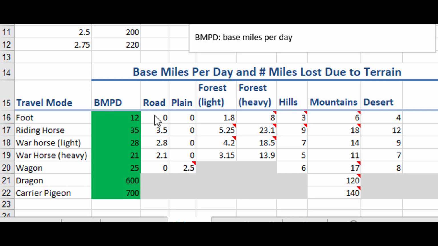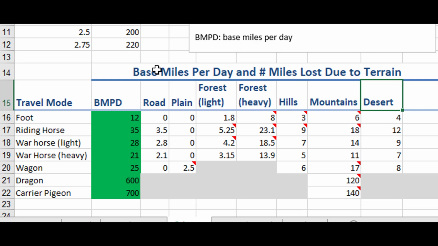So let's take a look at the next set of columns, starting here with road. We've got road, plain, which basically means a grassland, then light forest, heavy forest, hills, mountains, and deserts. And I want to briefly talk about what I mean by these.